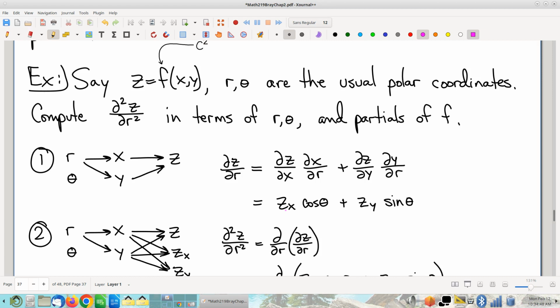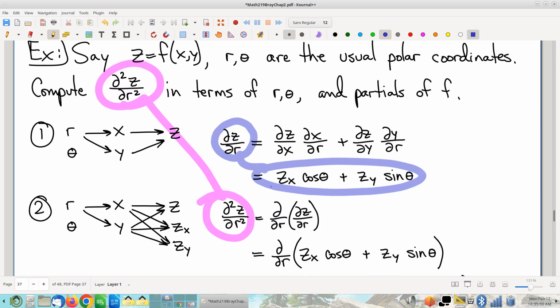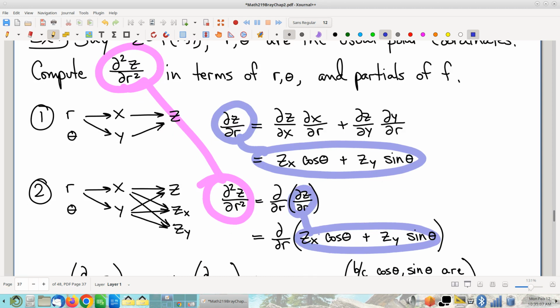Okay. Now, to compute the second derivative we're interested in, I'm going to take this first derivative, right? And I'm going to take an r partial of that r partial. Again, didn't really do anything yet. A second partial is just an r partial of an r partial, and we've already computed that first r partial.